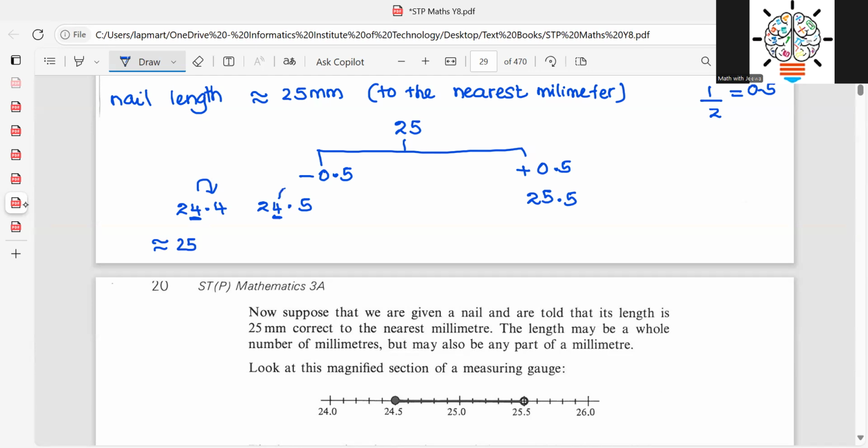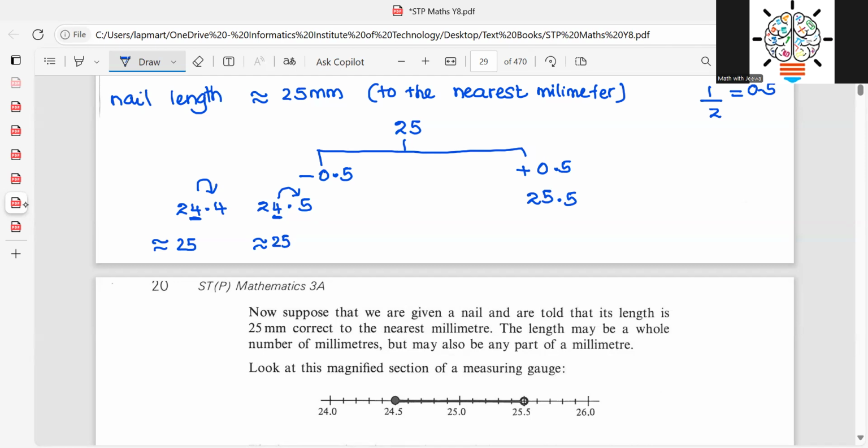But if you look at this one, when you correct to the nearest millimeter, you underline the unit place and you look at the next number. When you look at the next number, it is 5. We know if it is 5 or more than 5, we need to add 1 to where? To the underlined number. So then this becomes 25. Now, can you see the real length when you correct to the nearest millimeter?